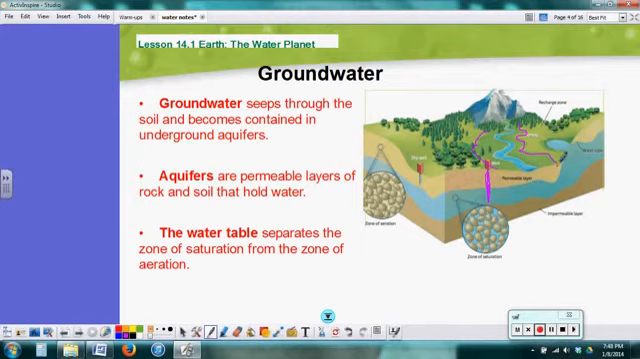Sometimes it's 4 feet down, sometimes it's 6 feet down, sometimes it's 12 feet down, depending on where you live. That's why some areas don't have basements, because they'll hit the water table and you'll constantly have flooding.